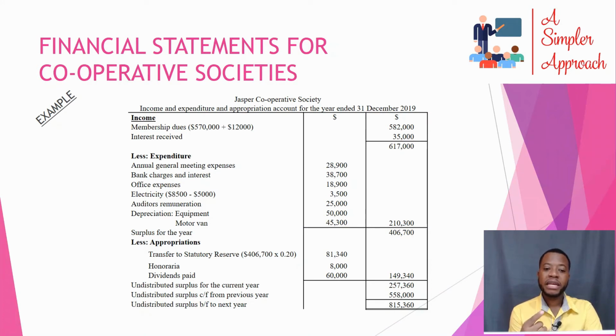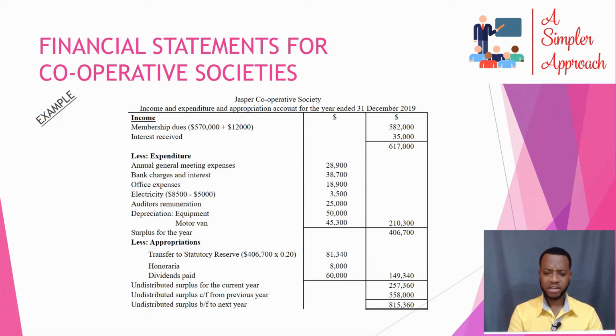Electricity. Remember that electricity was prepaid. That's a prepayment. You know that you're supposed to subtract prepayments. So 8,500, which is the amount paid, minus 5,000, which is the amount that was prepaid, leaves 3,500, which is the amount that was used for this academic year.